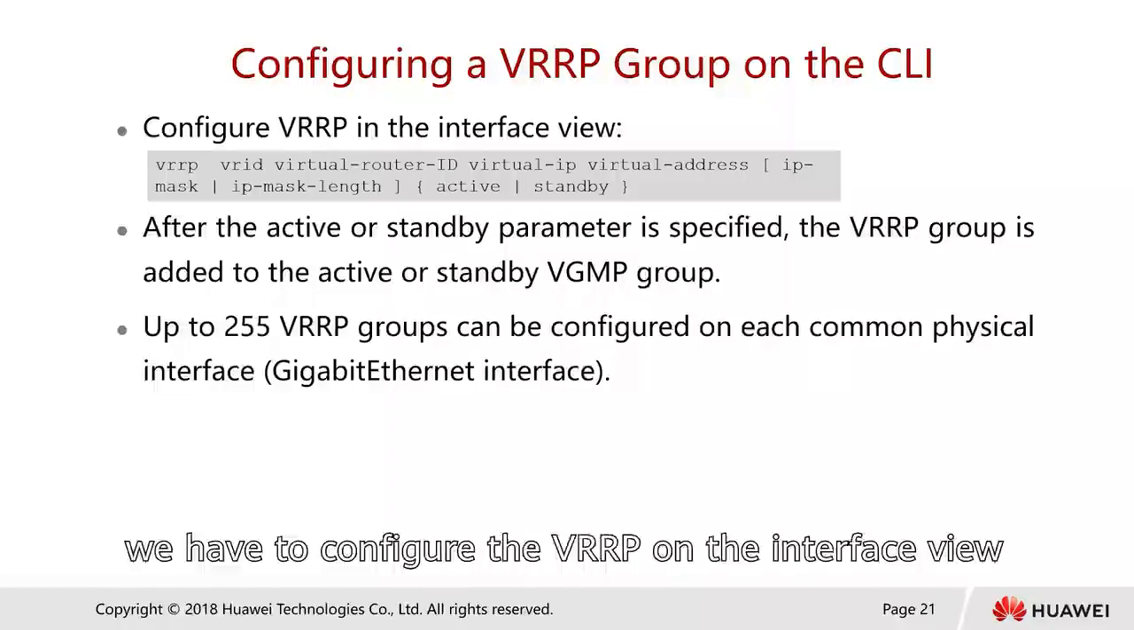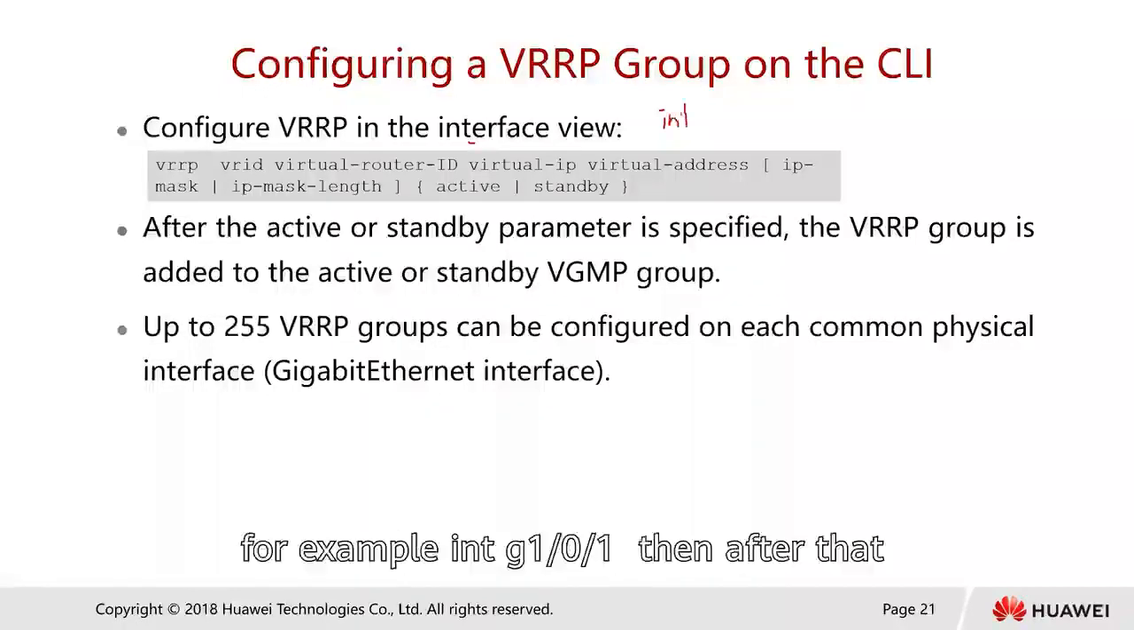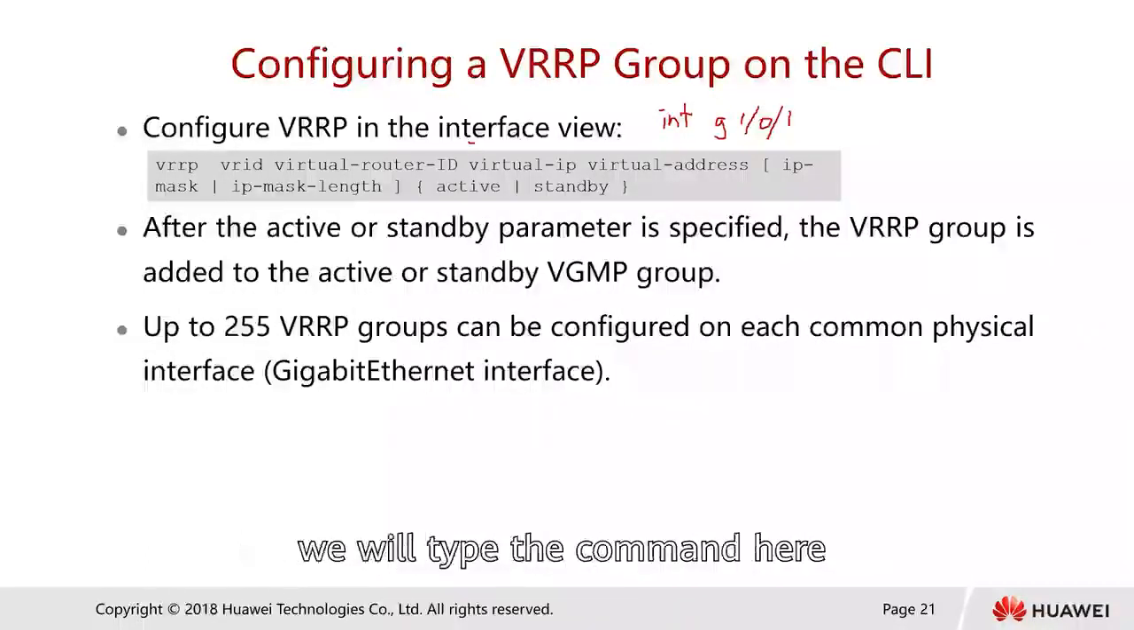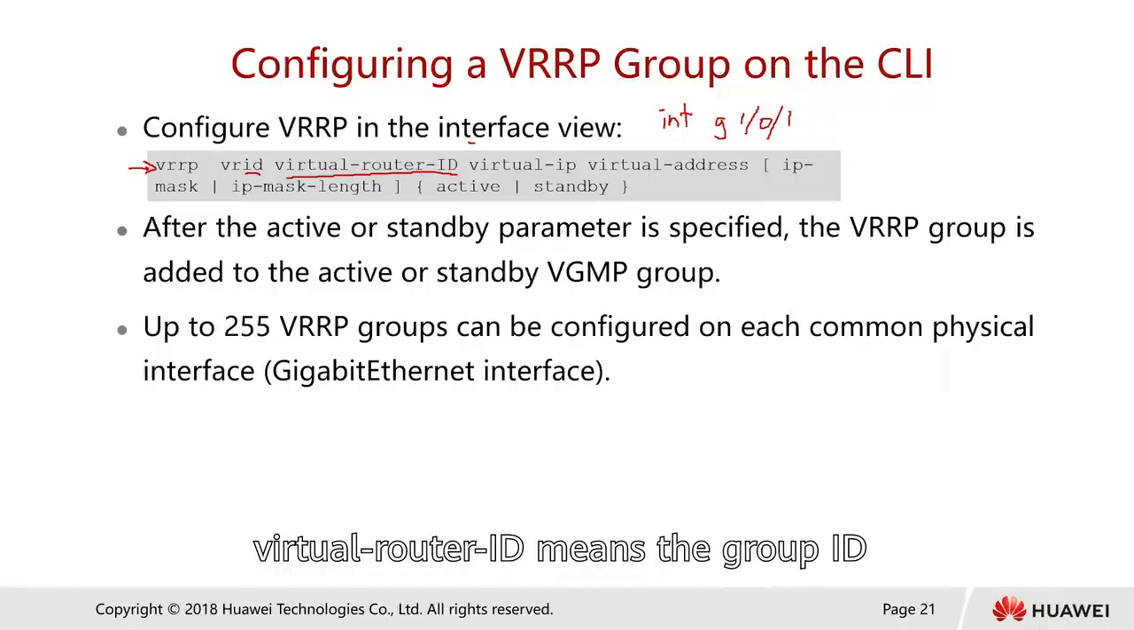So first of all, we have to configure the VRRP on the interface view. Okay, now remember, we have to first type in interface G something something something. Okay, example interface G1/0/1, and then after that we will type in this command here, which is vrrp vrid, followed by the virtual router ID. Okay, now virtual router ID means the group ID.